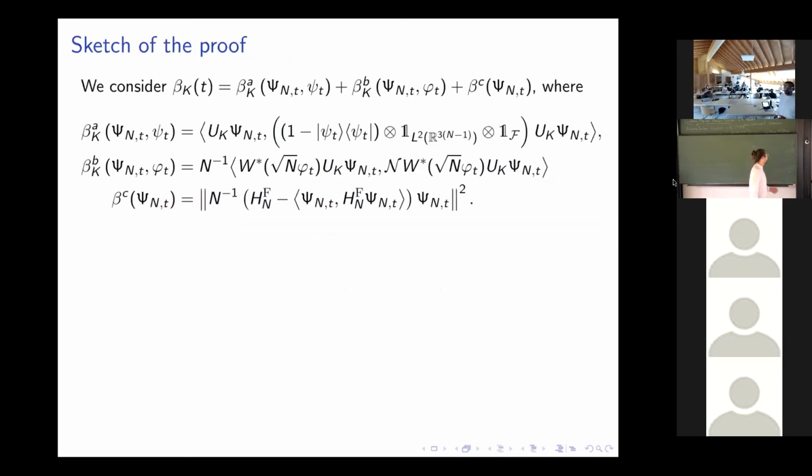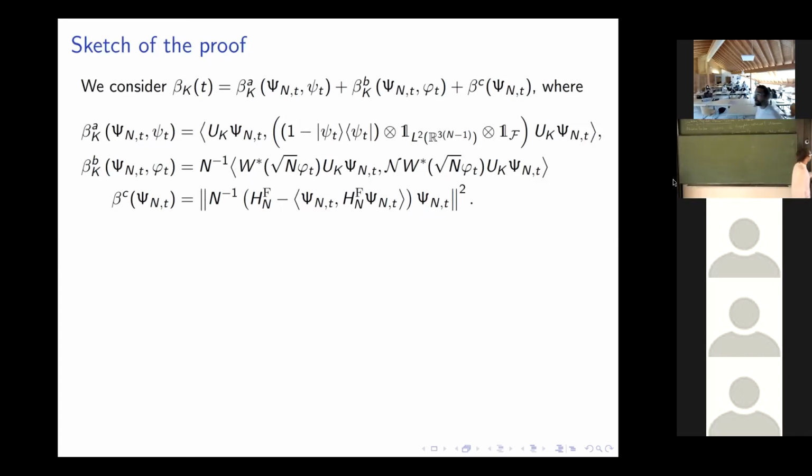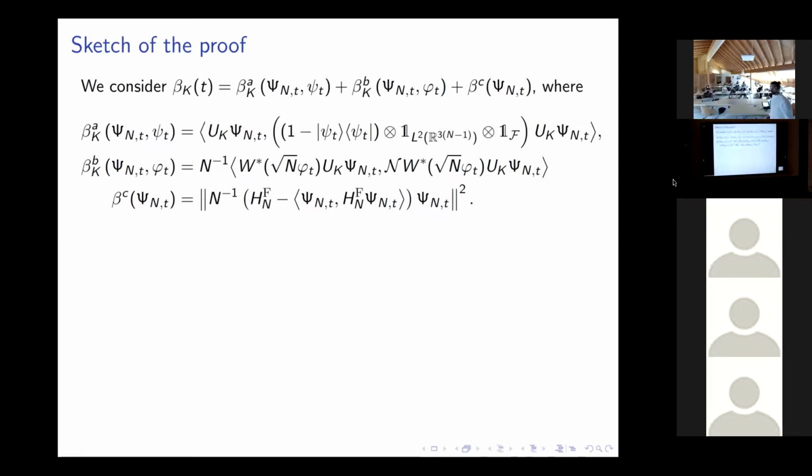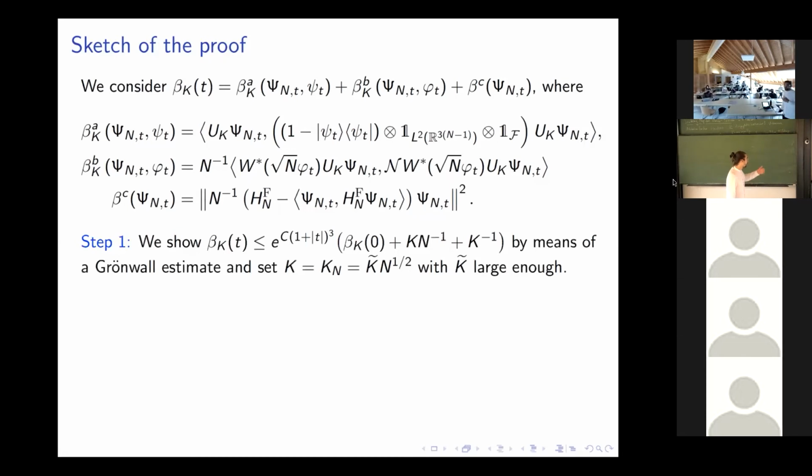And how we then prove the second result is that we define functionals. The first functional measures the excitations in the state U_K psi_{n,t} above the condensate, so we project onto the orthogonal complement of the condensate wave function. The second functional measures the excitations above the coherent state. And the third functional is just the variance of the energy per particle. Then, like one usually does in this business, we do a Grönwall estimate for this functional. And then we see that the optimal choice of K is the case if we let K grow like square root of n.